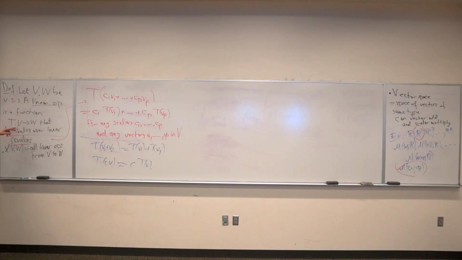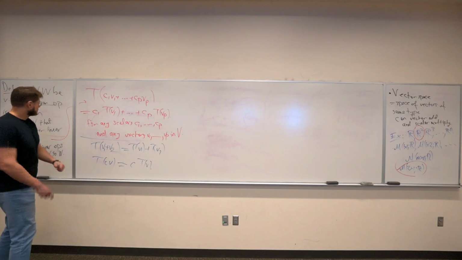I don't care about these more abstract things. I want to think of a linear transformation from Rn to Rm as an m by n matrix. Okay?